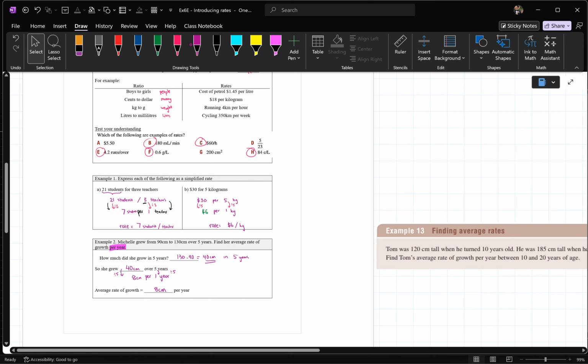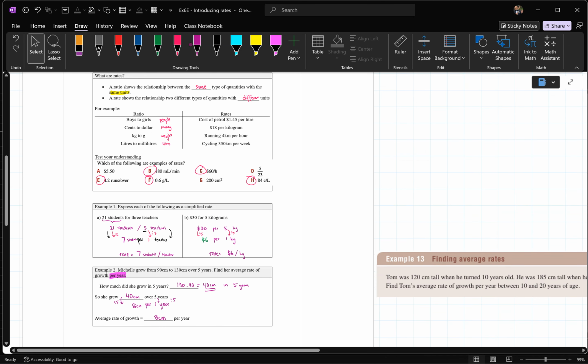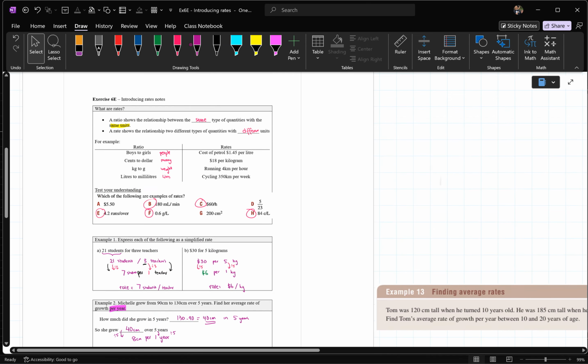Okay, so that's what exercise 6E is. It's identifying the rates, so which ones are rates, and then once you know which ones are rates, they want you to simplify those rates. Okay, that's 6E.